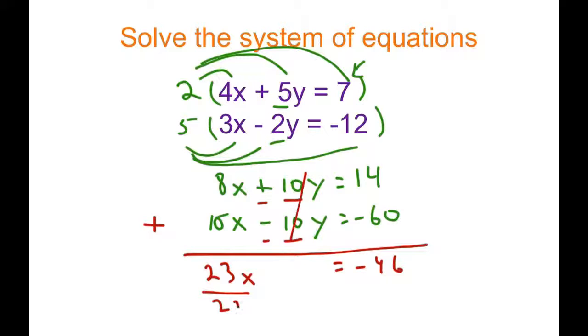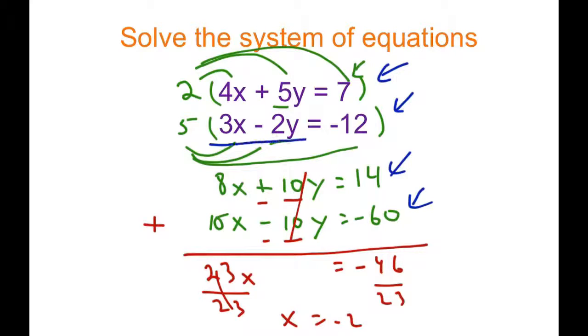I'll divide by 23. And x will be negative 2. And I'll take that negative 2, and I can substitute it into any of the equations. That one, that one, that one, or that one. So I usually like to try the easiest one. And the first two seem easier because the numbers are smaller, so it doesn't really matter. I'm going to choose this one.